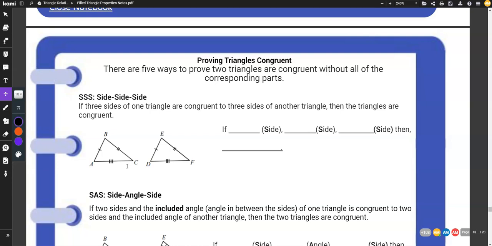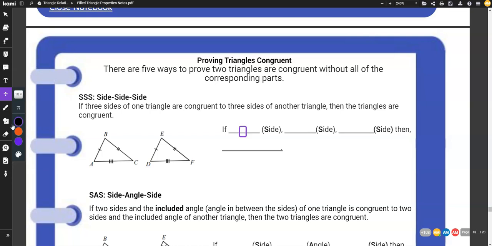But first of all, let's talk about side, side, side. The first way that we most commonly know is side, side, side. That is the easiest one to do. Side, side, side just means all 3 sides are the same. So if I have 3 triangle lengths, there's only 1 triangle I can make for it.